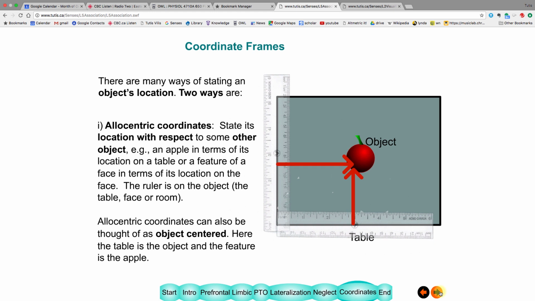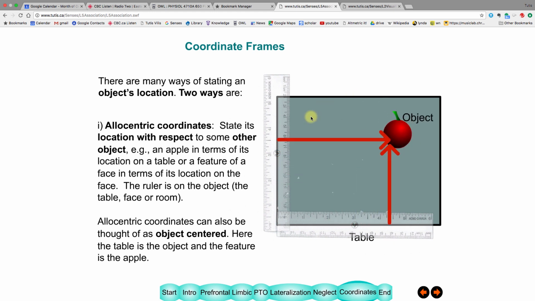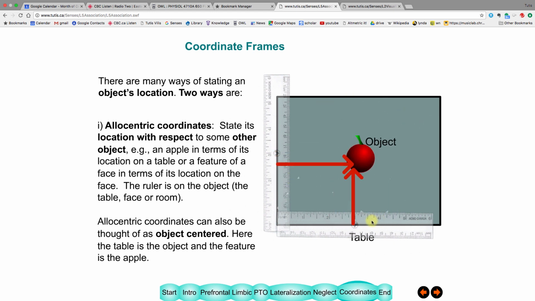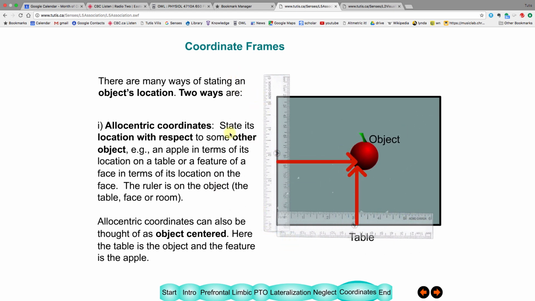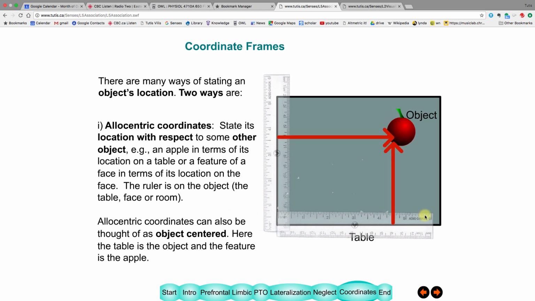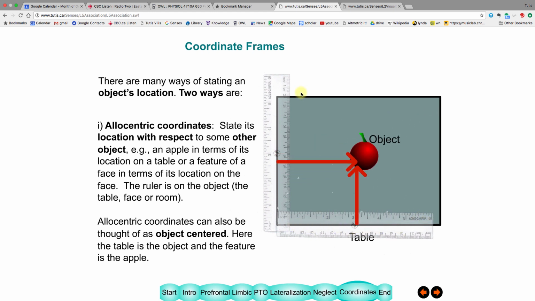Last thing I want to cover is coordinate frames. How do you represent objects? Well, one is in terms of its allocentric position. And the allocentric position is with respect to some frame. Over here we have this apple, and it's on a table. The object's position on this table, you could think of it as being a certain distance this way and a certain distance this way. It's in an object-centered coordinate.